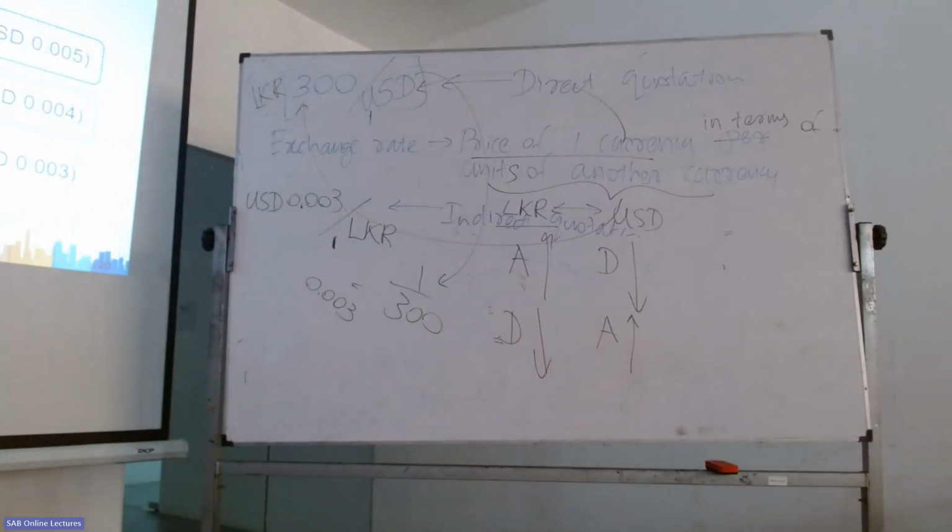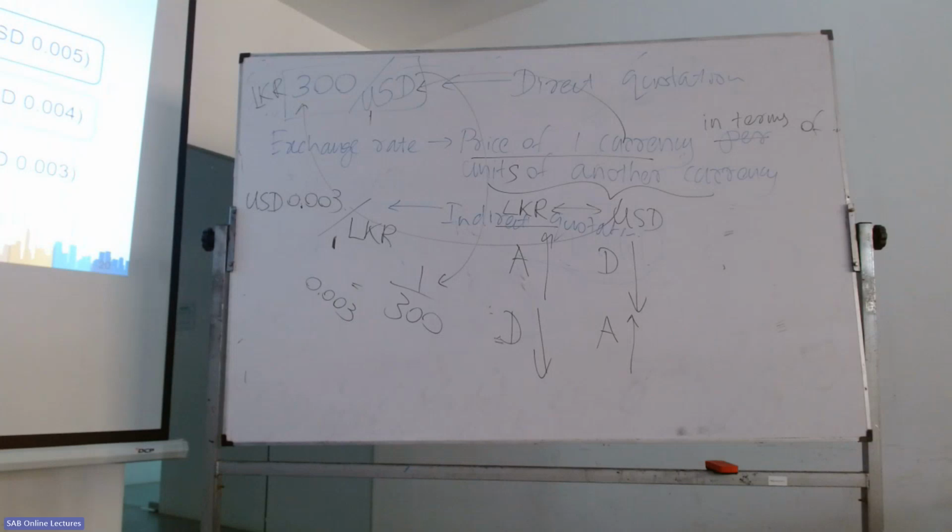So here it says, in the first point, 1 USD equals 200 LKR. The same thing, 1 LKR equals 0.005 USD. The second exchange rate, 1 USD equals 250 LKR. The same thing in LKR, 1 LKR equals 0.004. Thirdly, 1 USD equals 300 LKR. In the same way, 1 LKR equals 0.003. So what has happened to USD and what has happened to LKR?